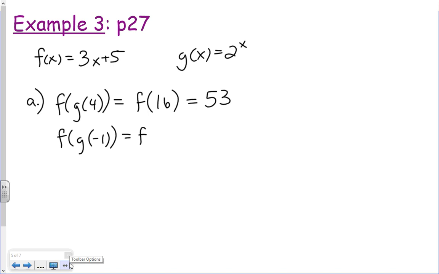So what do we get when we plug in negative 1 into function g? We end up with 2 to the negative 1. 2 to the negative 1 is the same as 1/2. So this is going to be f of 1/2. I'll write it that way.